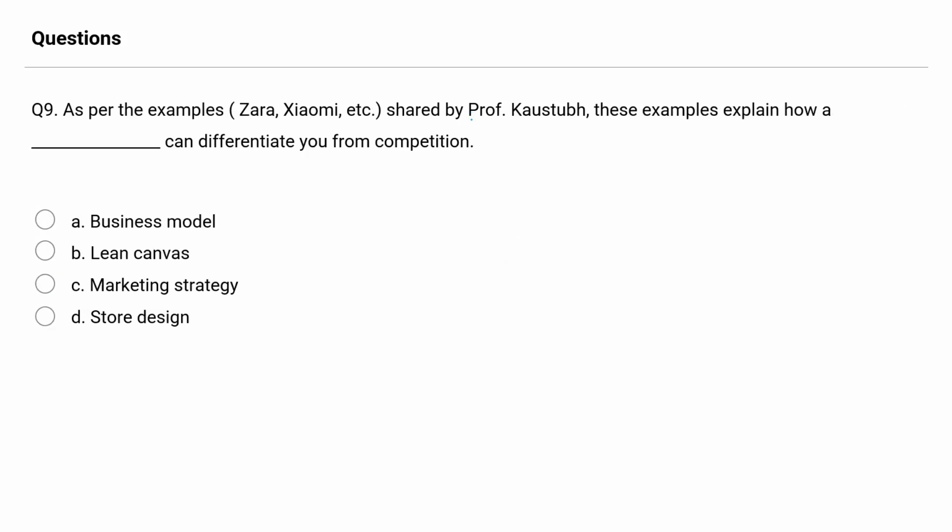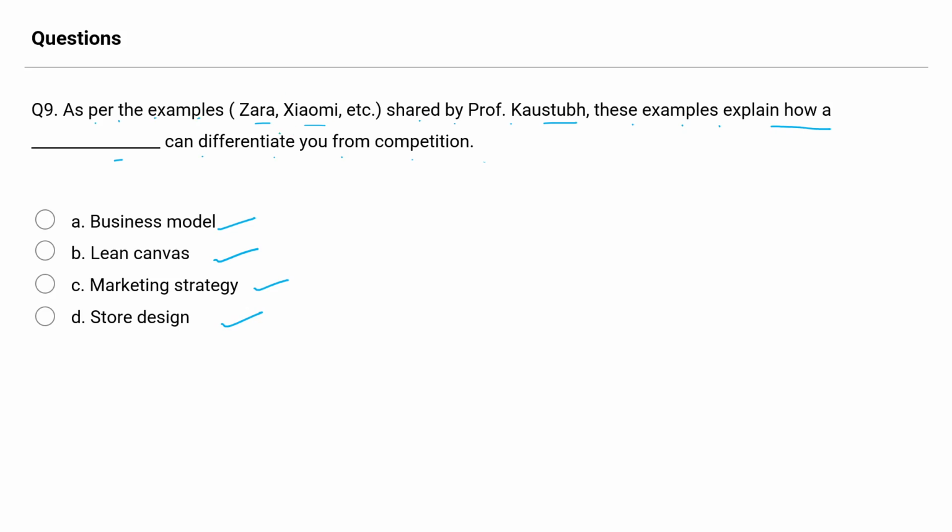Let's come to our ninth question. As per the examples Zara, Xiaomi, shared by Professor Kostov, these examples explain how a dash can differentiate you from competition. The blanks are business model, lean canvas, marketing strategy, and store design. You have to tell the correct answer to it.